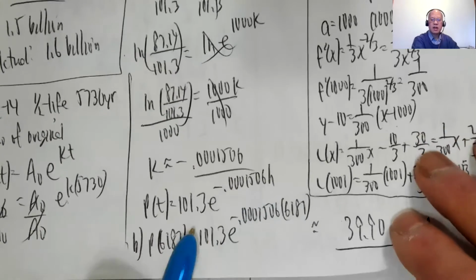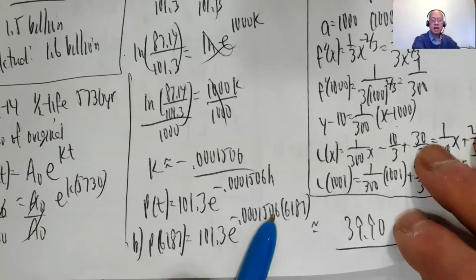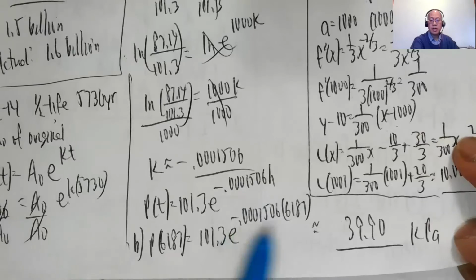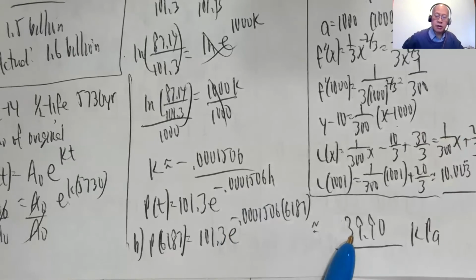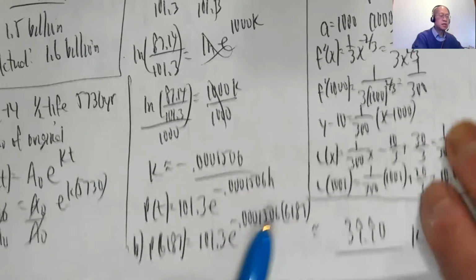That goes back over here. Now I plug in 6187. So P of 6187 is 39.90 kilopascals at an altitude of 6187.